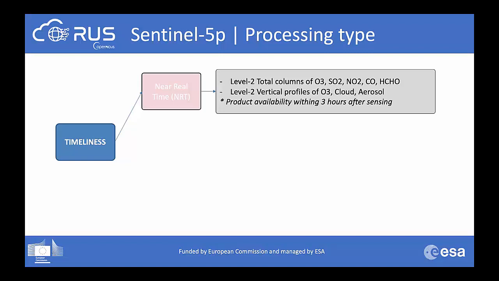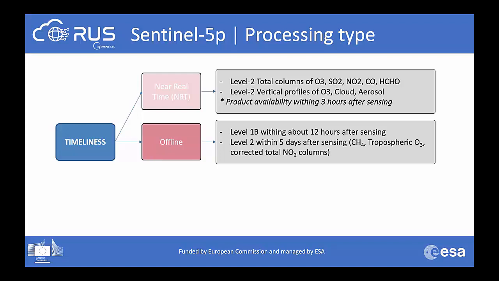And remember here, you will only find near real-time products for level 2 products. On the other hand, the second option in terms of timeliness is the non-time critical option, which is formed by the offline products. The offline products take advantage of increased accuracies achievable when specific calibration steps and trace gas retrievals are performed with relaxed timing. So they are made available, as you can see, for level 1b and level 2, and depending on the level, you will have the products either 12 hours after sensing or 5 days after sensing. And this time delay is just to make sure that higher accuracy can be achieved.